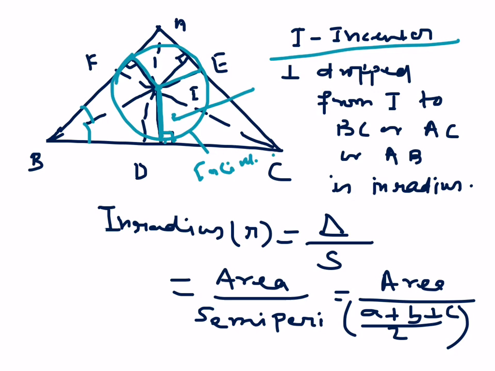So if you want to find out the inradius, it will be delta by S, which is area by semi perimeter. Area you have to find out using the triangle's area formula, and semi perimeter will be sum of sides divided by 2. Very important, remember this formula.